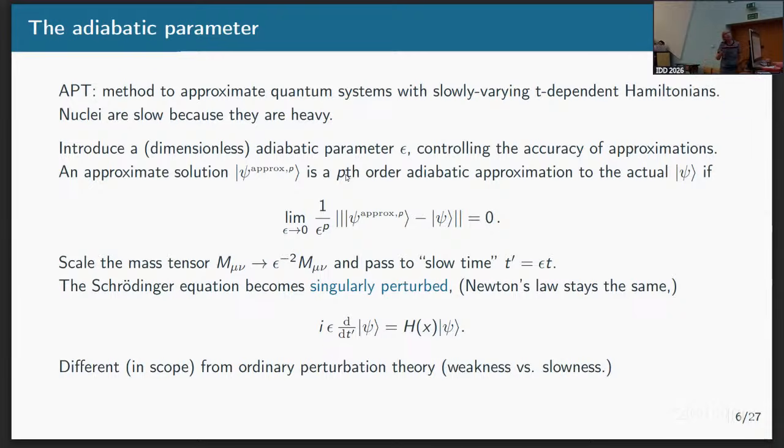So to have this, you introduce the adiabatic parameter epsilon, which will control your approximation. And then you scale; your approximate solution of pth order is given like this. So the difference of the approximation to the exact state goes to 0 in this limit. How do you obtain this? Basically, you have to scale the mass tensor with the adiabatic parameter and introduce something called slow time, where you rescale your time parameter with this adiabatic parameter epsilon.